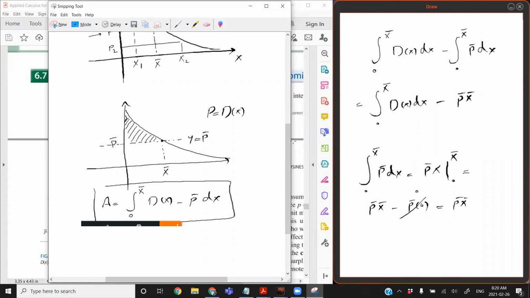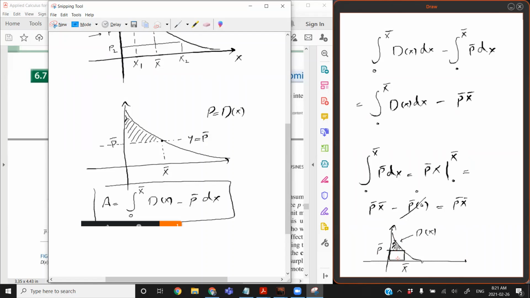Another way of thinking about it is geometrically. The area that I'm trying to figure out is the area below, so let's say p bar x bar. This area here would be the area below the D(x) minus the area of this rectangle here.